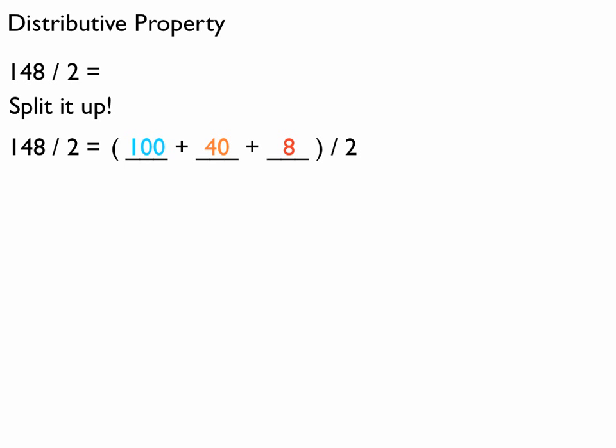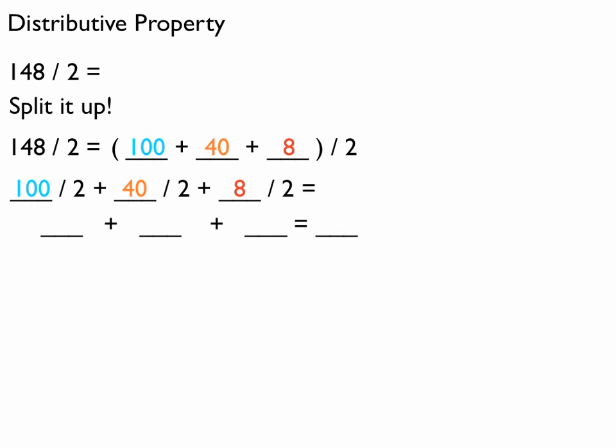I'm going to have each one of these divided by 2 individually. So I want to have 100 divided by 2, 40 divided by 2, and 8 divided by 2. I know that 100 divided by 2 is equal to 50, 40 divided by 2 is equal to 20, and 8 divided by 2 is equal to 4. So if I add all of them up, I get a final answer of 74.